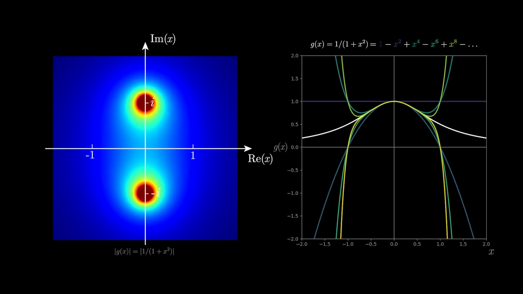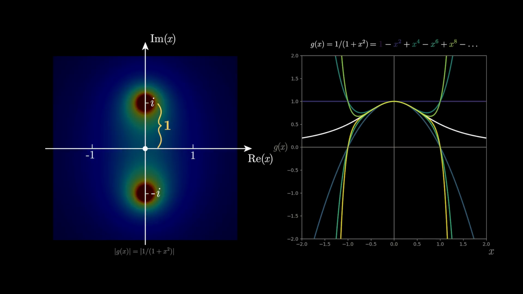Remarkably, it turns out that the location of these spikes has everything to do with why the Taylor series of our real function diverges at plus or minus 1. In this example, our Taylor expansion is taken around the origin, and the distance between the origin on our complex plane and these singularity spikes is 1.